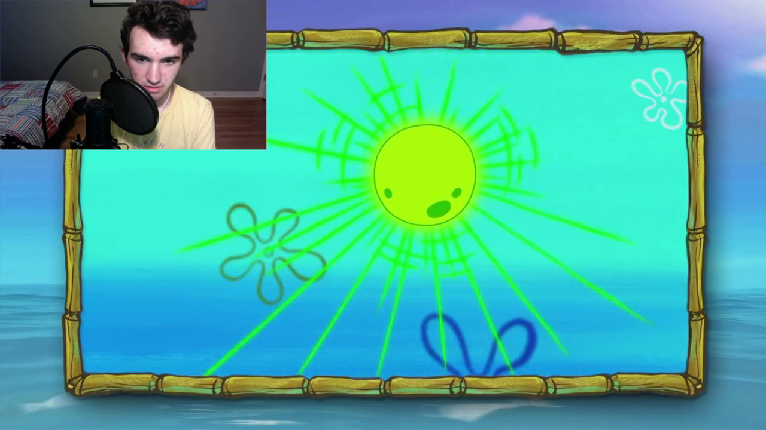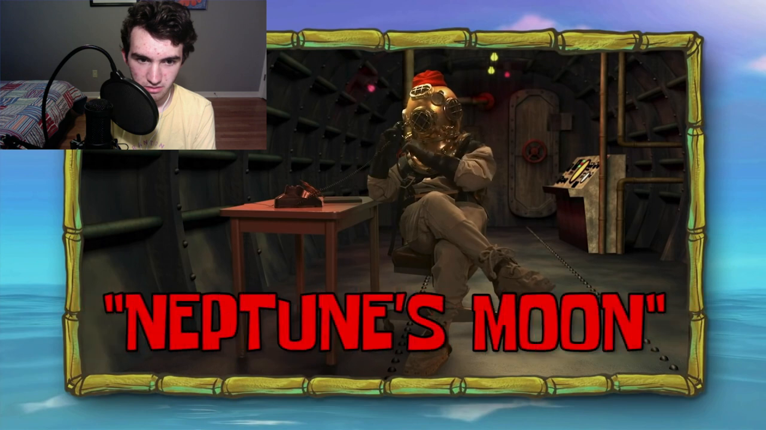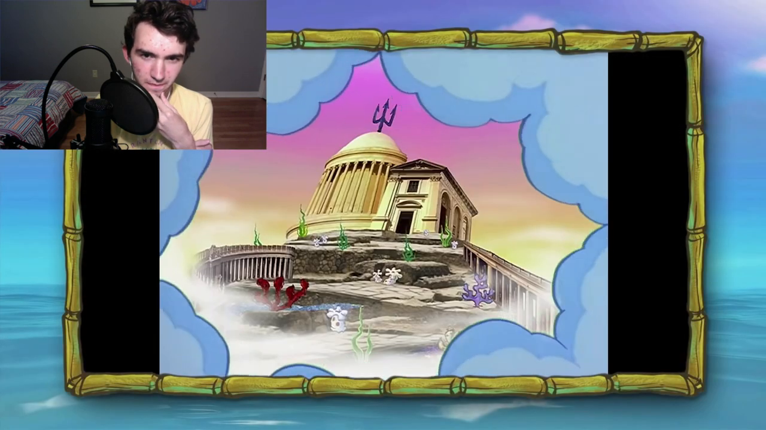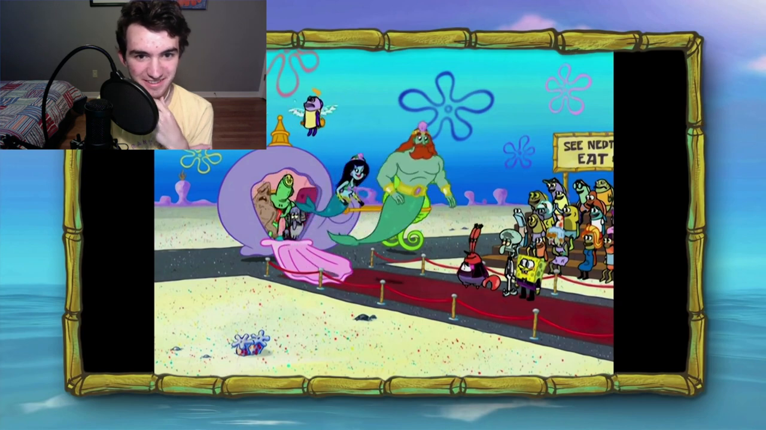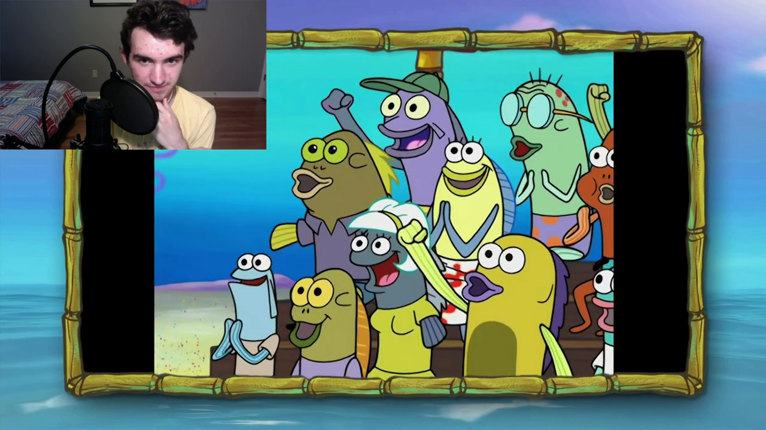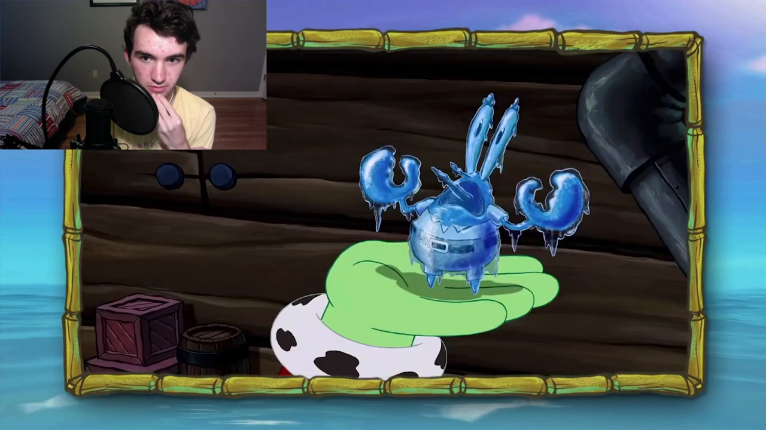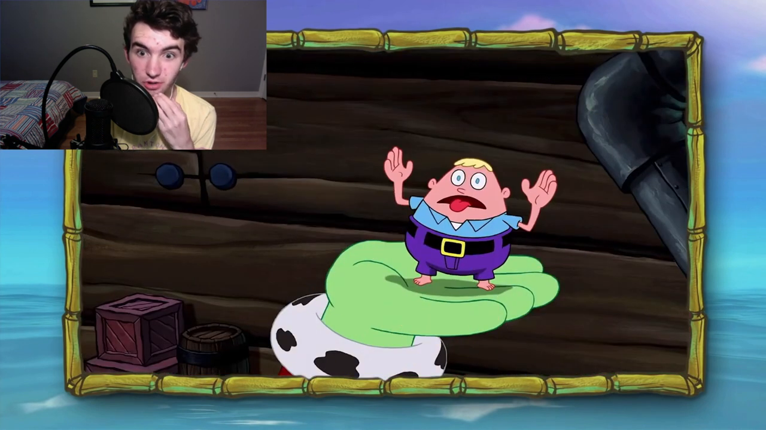Except the French narrator specifically calls it Neptune's Moon. Yeah. Named after the ruler of the seven seas, King Neptune. King Neptune has been around since the beginning of the show. He's a character who the Bikini Bottom citizens view as their god. And he's a character who has the ability to change fish into other forms.